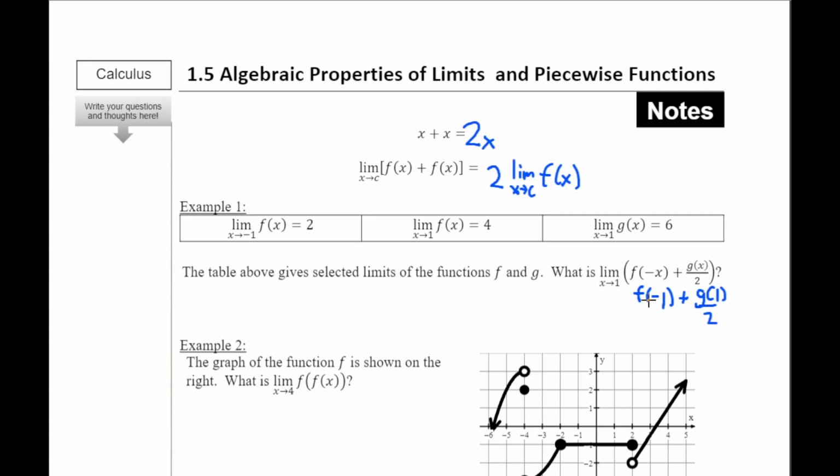So as x approaches negative 1 here, you see we use the value here, 2. And the limit as x approaches 1 of g of x is equal to 6. So 6 over 2, which is equal to 2 plus 3, which is equal to 5.